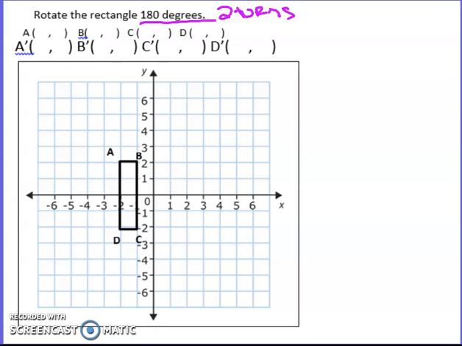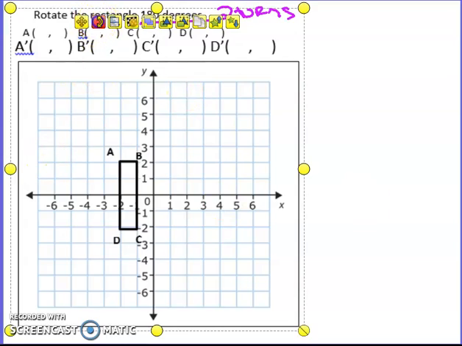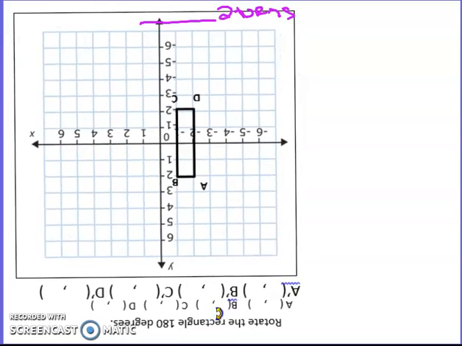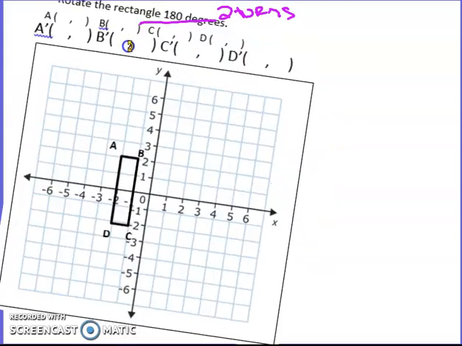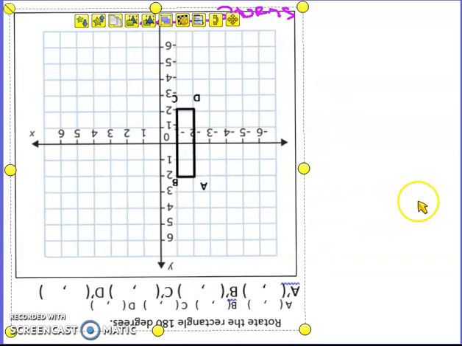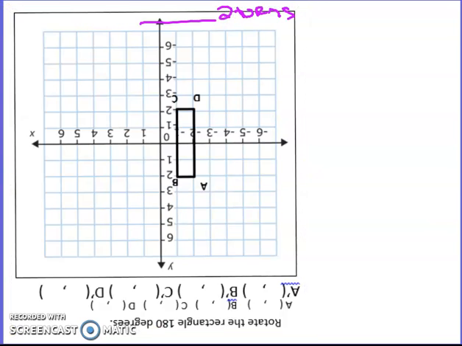Here's the really cool thing about 180 degrees. They don't have to give you a direction. If I turn it 180 degrees clockwise, it ends up upside down. If I go back and turn it 180 degrees counterclockwise, it still ends up in the same direction. So 180 degrees, they don't have to give you a direction because both directions end up in the same place. 90 degrees and 270, they have to give you a direction. But as far as 180, they don't.